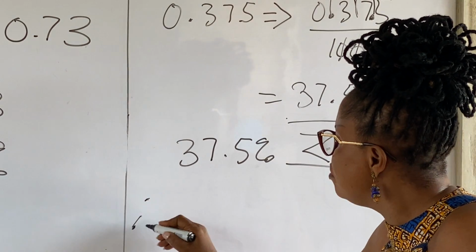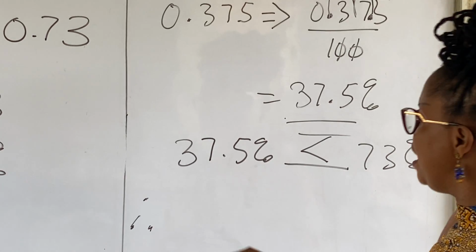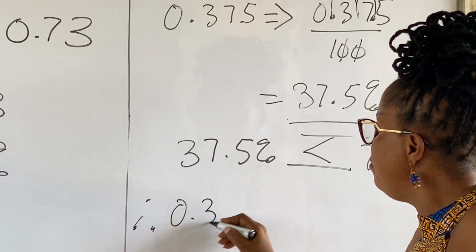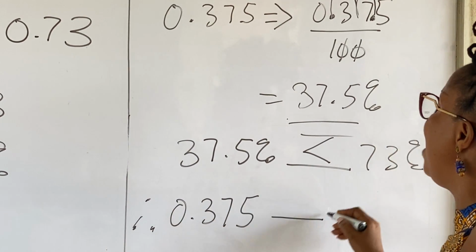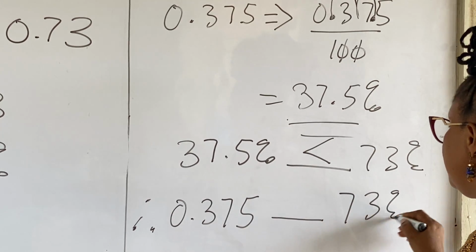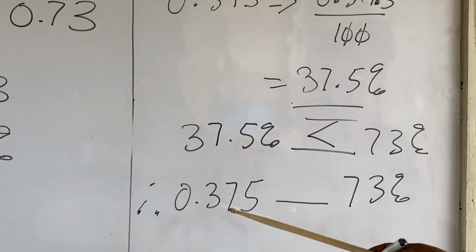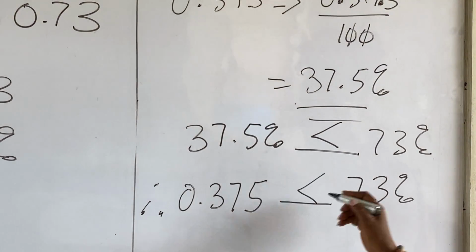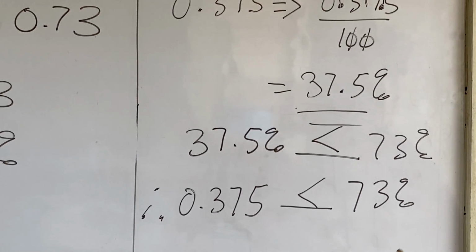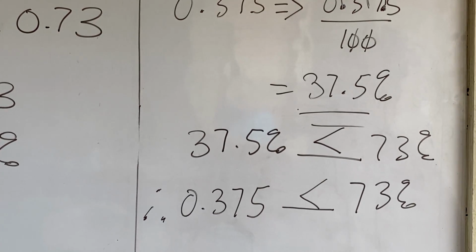Now, we'll go back to the question given. The question given was 0.375 and 73%. And we know that 73% is greater than this, so we set our symbol. The open end will face the 73.